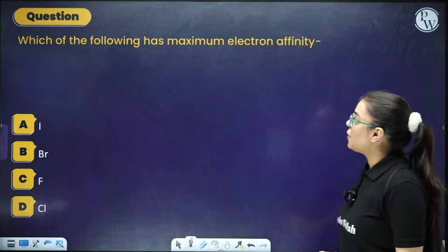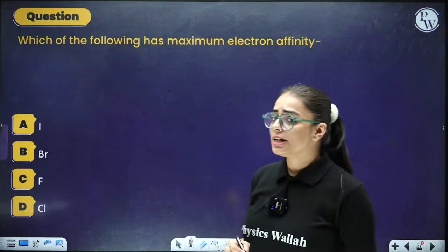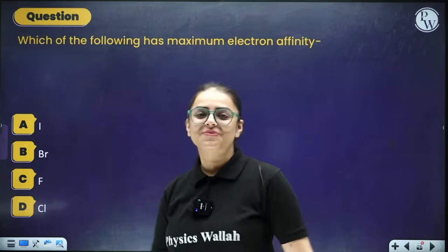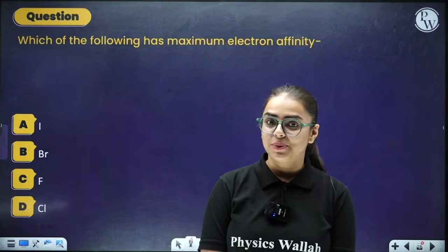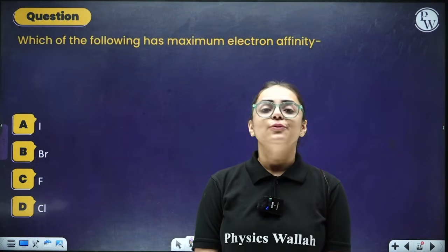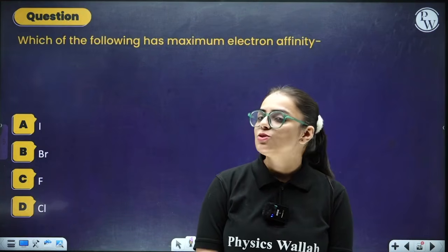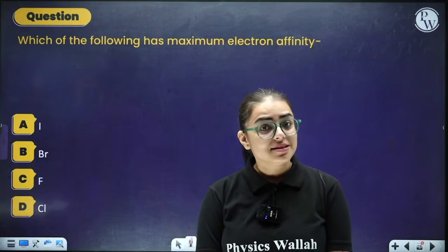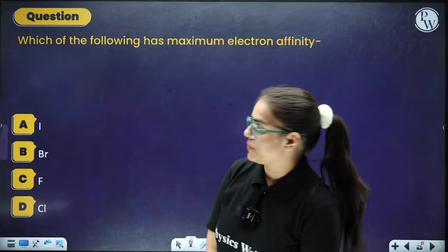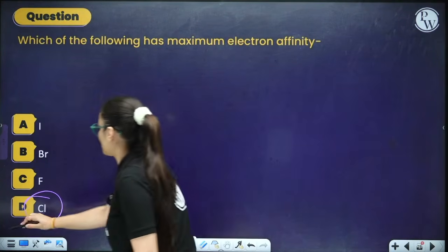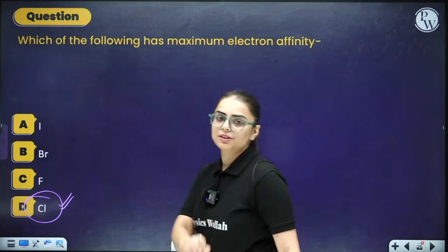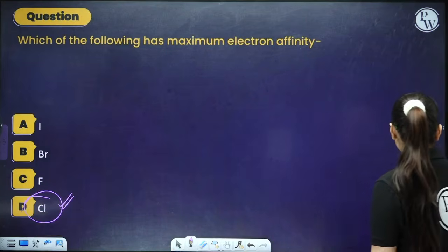Next, which of the following has maximum electron affinity? We very well know fluorine, chlorine, bromine, iodine. When we move down the group, what happens to electron affinity? It decreases because size increases, but there is an exception. Chlorine will have the highest electron affinity. So option D is going to be the right answer.